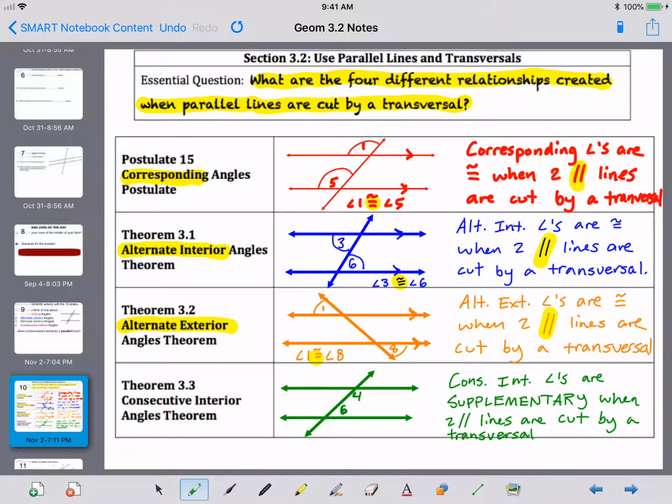All right, so it doesn't mean that 4 and 6 are equal, but it means that the measure of angle 4 plus the measure of angle 6 has to be 180 degrees. So for example, if angle 4 was 100 degrees, we know that angle 6 would have to be 80 degrees because they have to add up to 180. So it means to be supplementary.